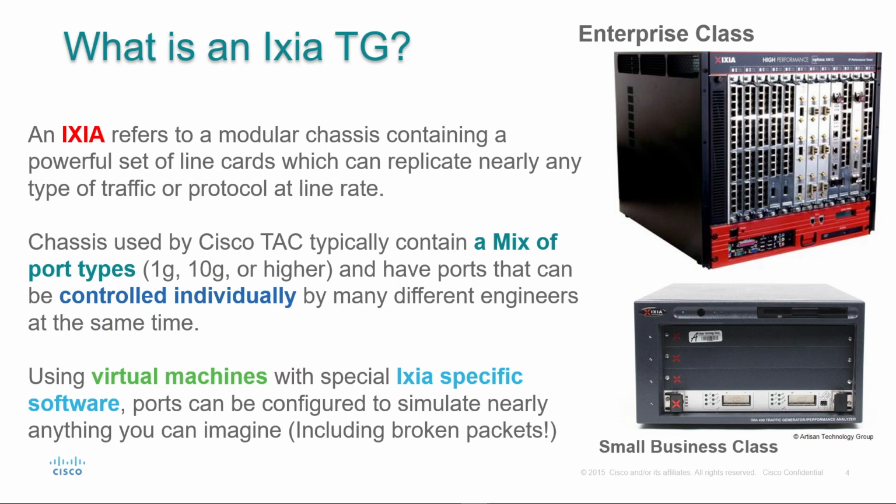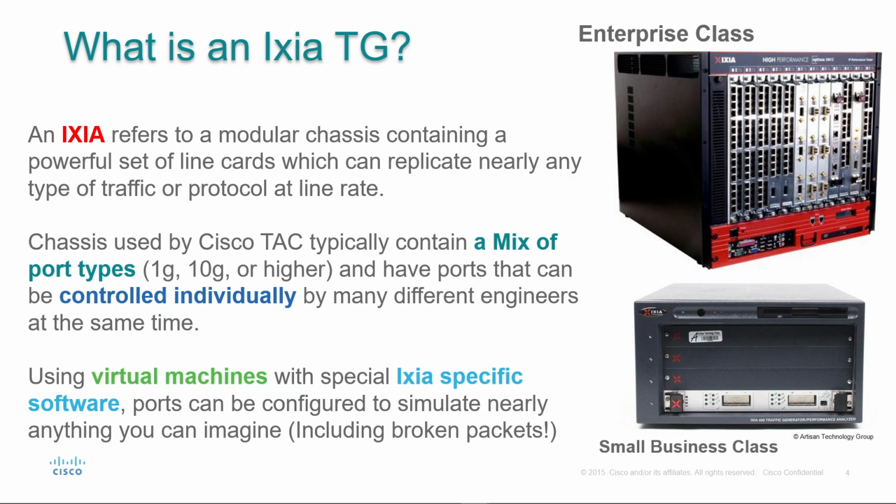What is an IXIA? An IXIA refers to a modular chassis that contains a very powerful set of line cards which have the ability to replicate nearly any type of user traffic or protocol at line rate. I have two examples over on the right-hand side. One is an enterprise class IXIA chassis. The other is kind of a small business class where it's got only 4 slots made for a smaller line card.